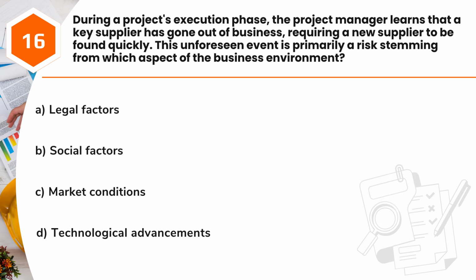Question 16. During a project's execution phase, the project manager learns that a key supplier has gone out of business, requiring a new supplier to be found quickly. This unforeseen event is primarily a risk stemming from which aspect of the business environment? A. Legal factors. B. Social factors. C. Market conditions. D. Technological advancements.